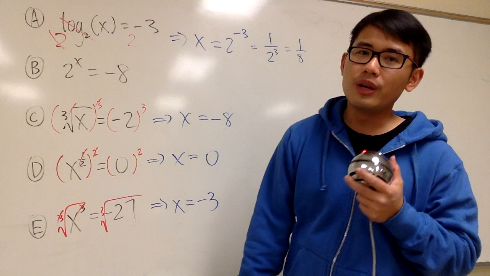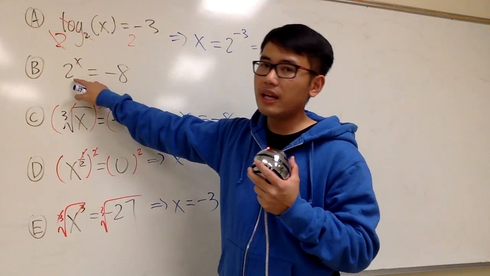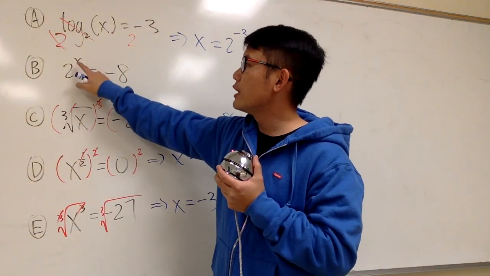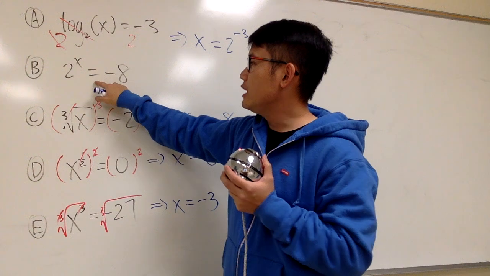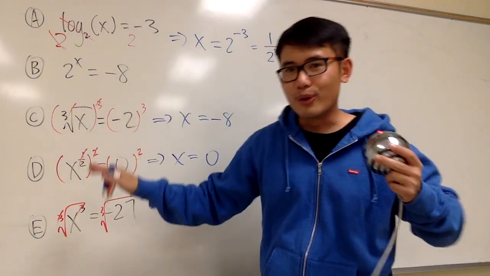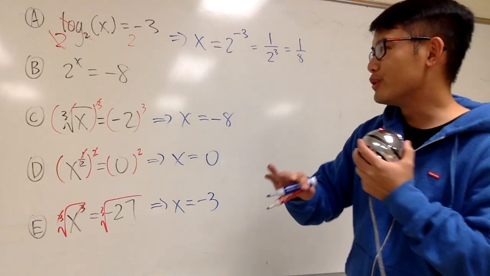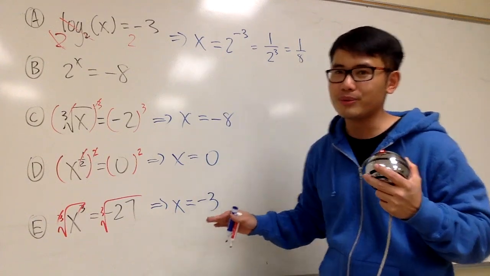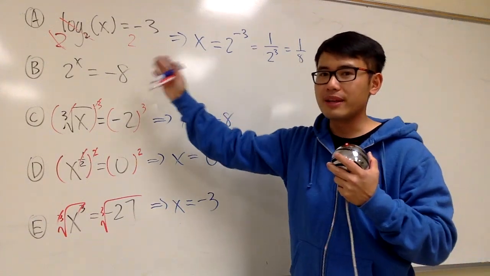How about the last one? Well, there are 2 ways to do it. The first way is, you look at this: we have some number raised to the x power, and it's equal to a negative value. Yes, no solution, right? It's conceptual. You don't even need to do any work if you don't want to. It has no solution right there.